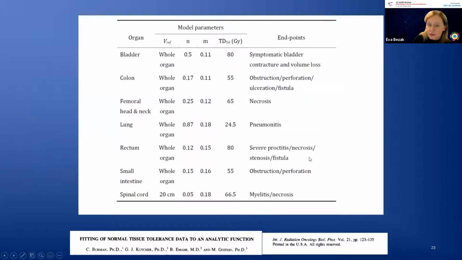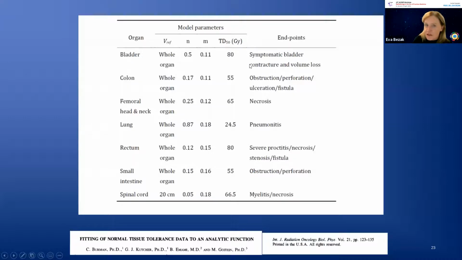So in this case, I'm just showing one of the tables. I have a critical structure, organ at risk. I have the reference volume, which is the whole volume to be irradiated. I have the parameters n, TD50, but the TD50 depends on the endpoint.